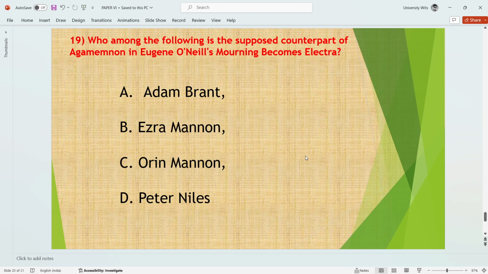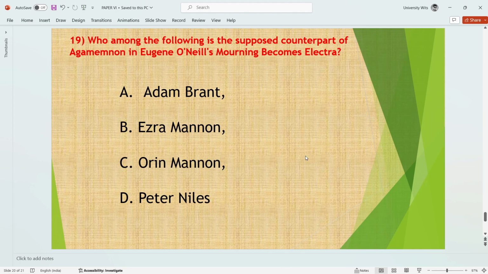So basically, Ezra Menon is the correct answer because in this work, Mourning Becomes Electra, it is a modern retelling of the Greek tragedy. The Oresteia by Aeschylus was the source. And O'Neill, the writer, creates characters that mirror those in the original play.